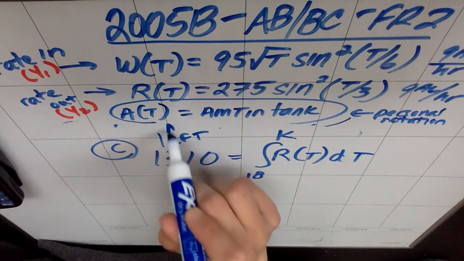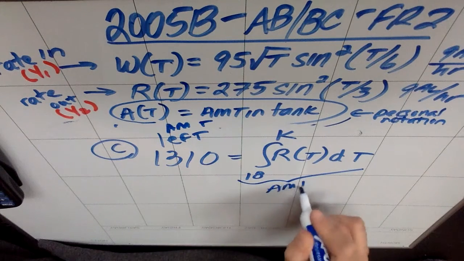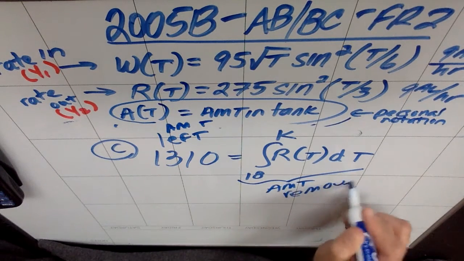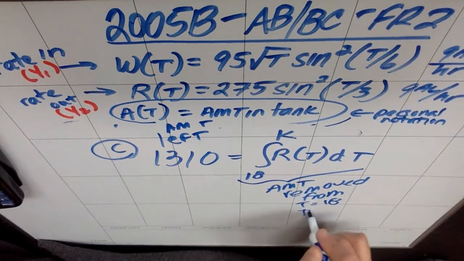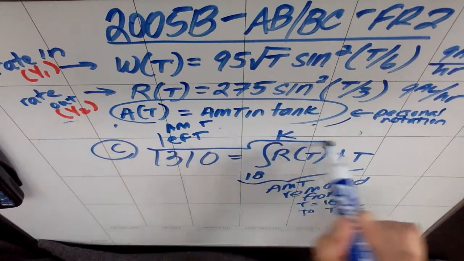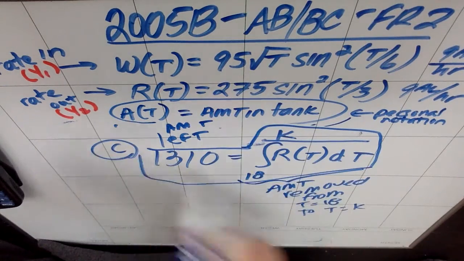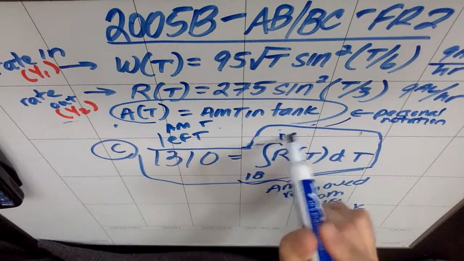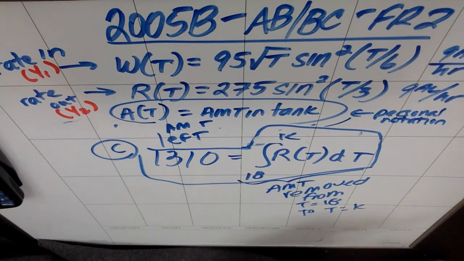So this is the amount left, right? And this would be the amount removed from t equals 18 to t equals that mystery time k that we don't know. And that's all they want. Sorry, cut off the k, didn't mean to. That is all they want. Cool. So you get essentially 1 point for the equation and 1 point for knowing that the limits are from 18 to k.